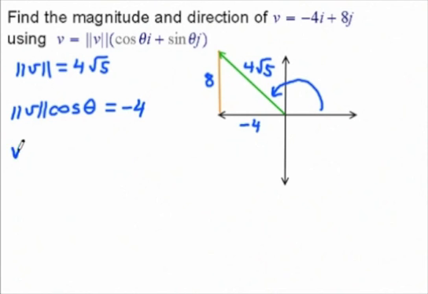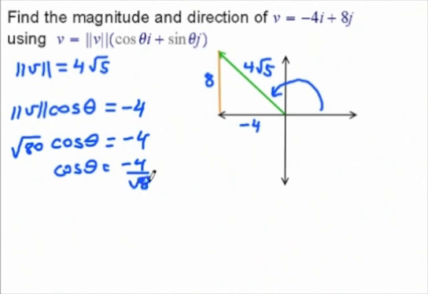So I'm going to leave it as the square root of 80 times the cosine of theta is equal to negative 4. So we'll have cosine of theta is equal to negative 4 over the square root of 80. And we'll find that theta is approximately, after cosine inverse of both sides, 116.6 degrees.